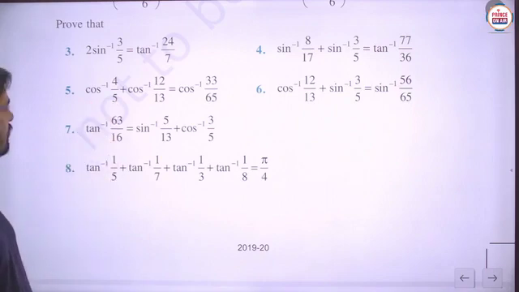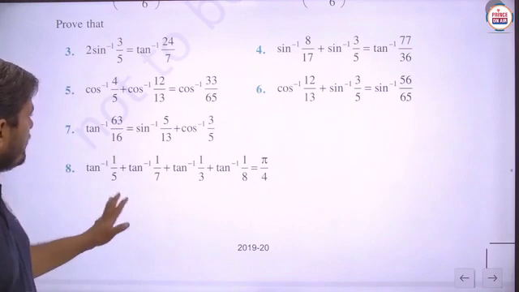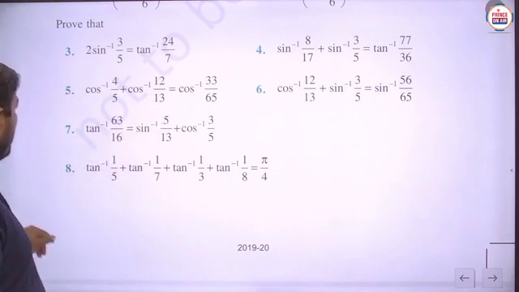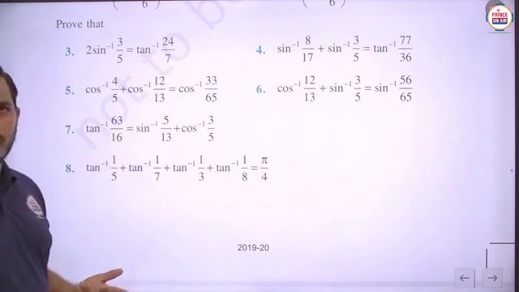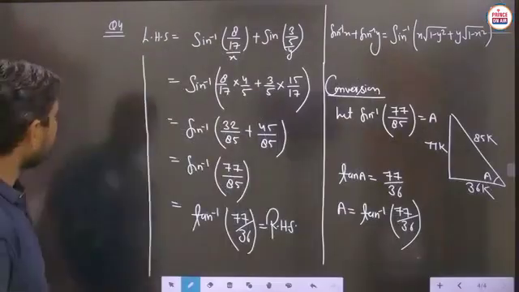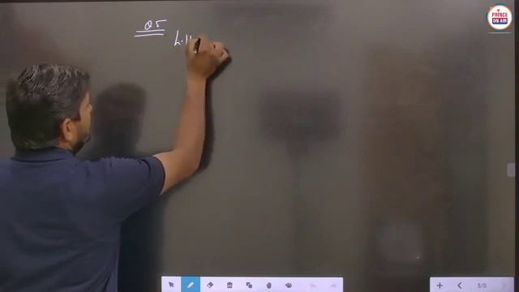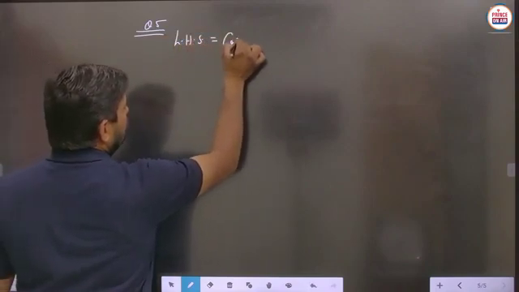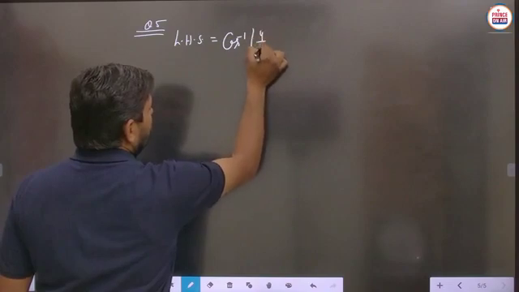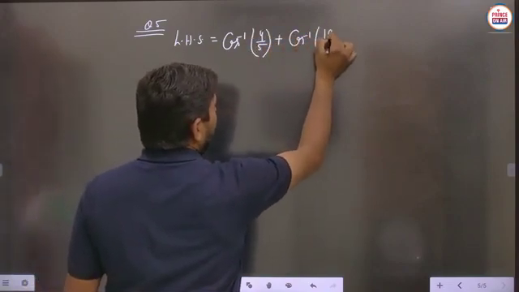So cos inverse 4 by 5 plus cos inverse 12 by 13, we have to take as the left hand side, and obviously after applying the formula of cos inverse x plus cos inverse y, we will get the right hand side. So 4 by 5 and 12 by 13. So in the next question number 5, the left hand side is given as cos inverse 4 by 5 plus cos inverse 12 by 13.